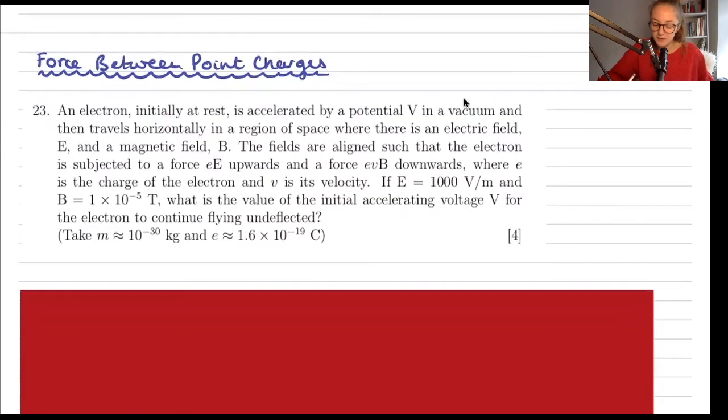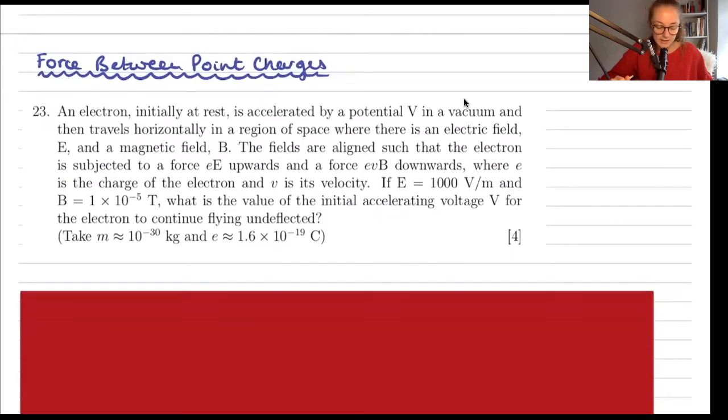So the electric field strength is 1,000 volts per meter. Our magnetic field strength is 1 times 10 to the minus 5 Teslas. What is the value of the initial accelerating voltage for the electron to continue flying undeflected?